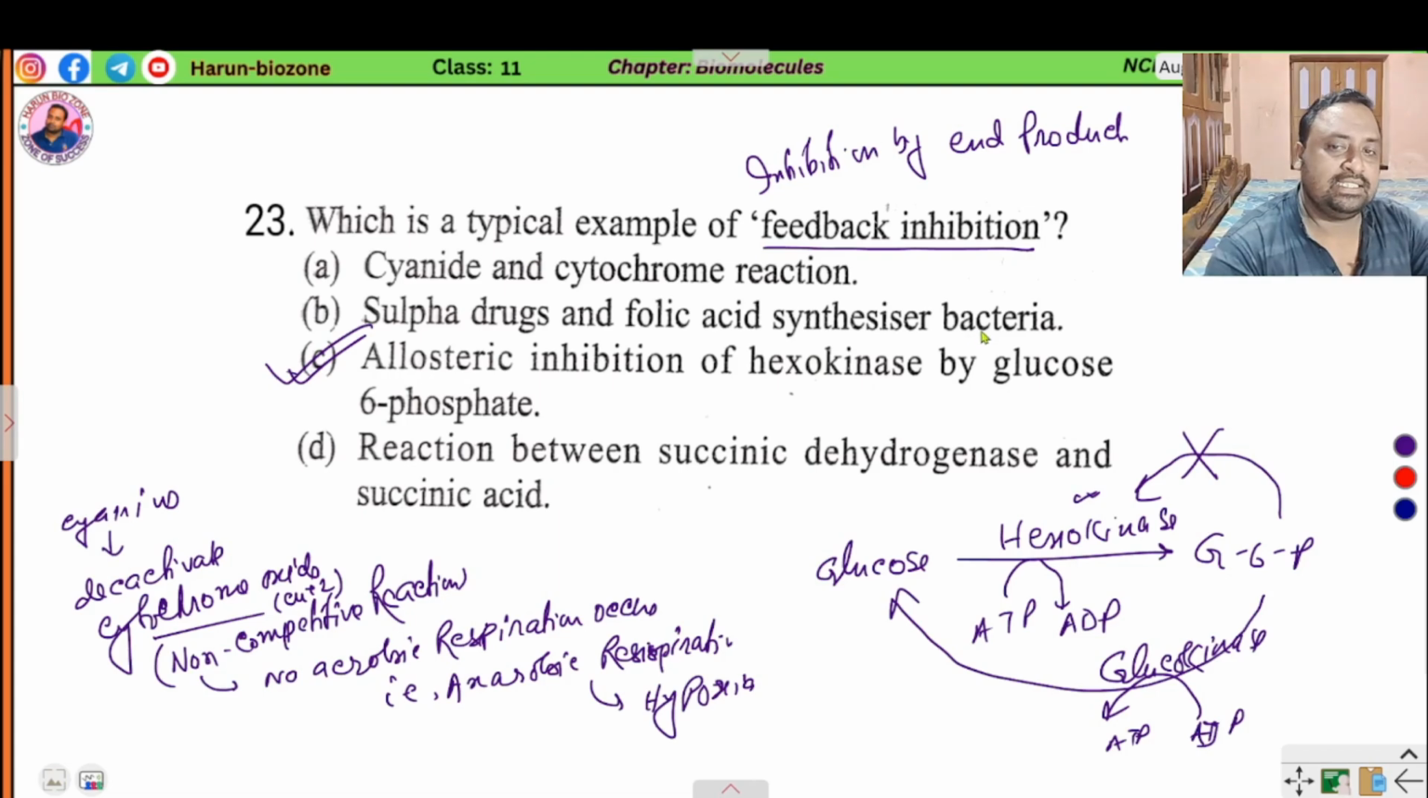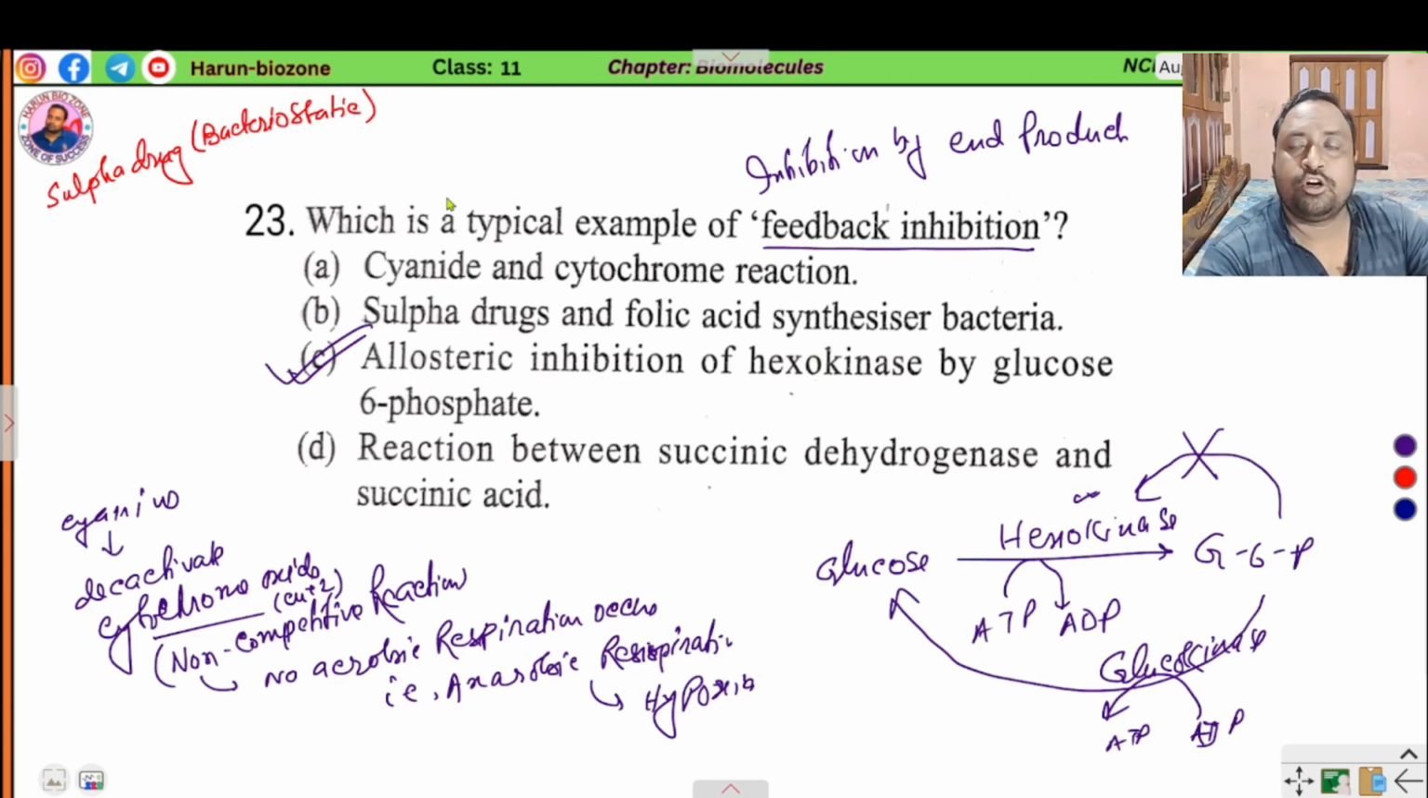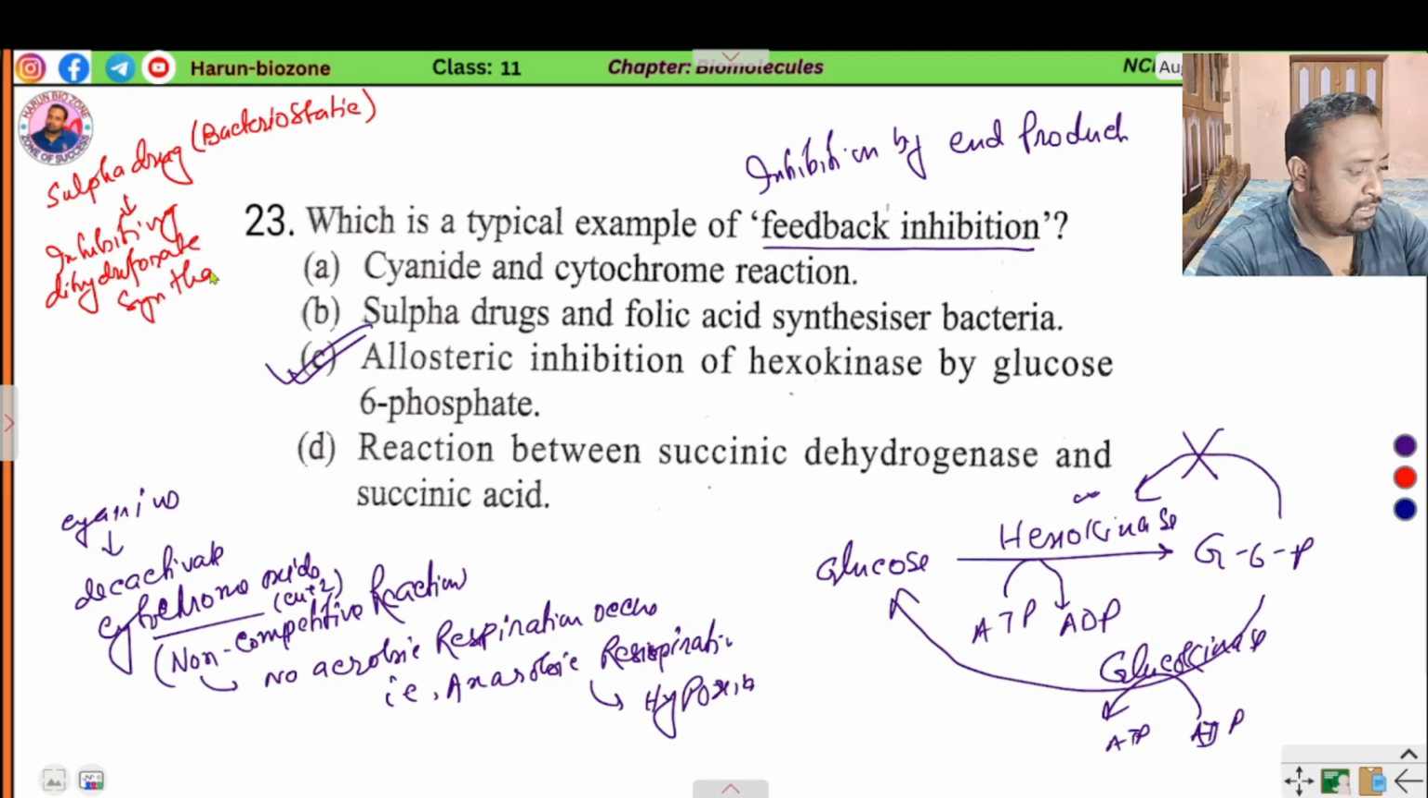Sulfur drugs and folic acid synthesizing bacteria. Because a sulfur drug is bacteriostatic, it inhibits the growth of bacteria, not bactericidal, that is, it does not kill the bacteria but inhibits bacterial growth by inhibiting the folic acid synthesizer. The name of the folic acid synthesizer is dihydropteroate synthase. Synthase, okay, the synthase that produces folic acid.